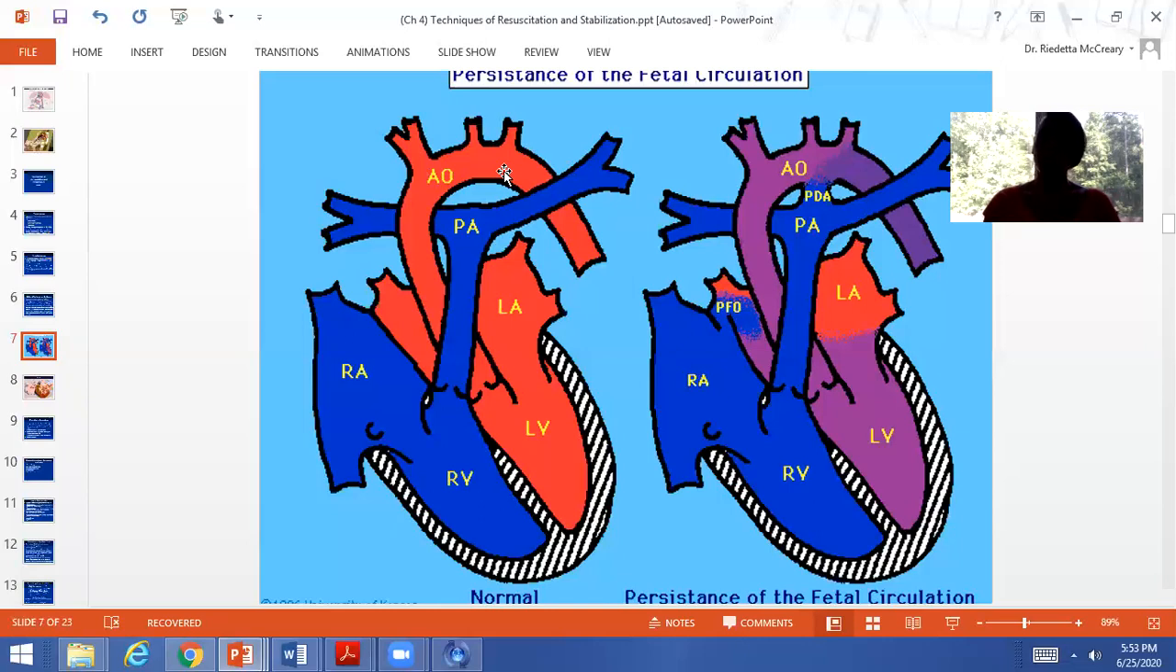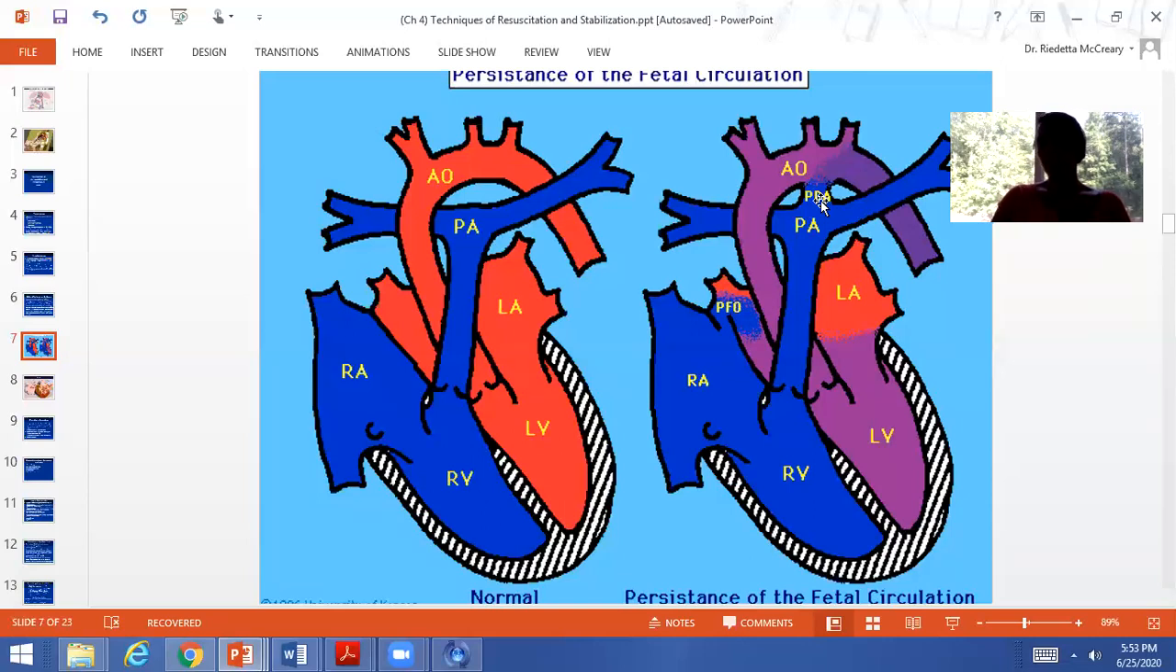However, if the baby is experiencing persistent fetal circulation, blood is going to flow into the right atrium and right ventricle. However, most of that blood will be in the right atrium and shunt through the patent foramen ovale. So you will get some blood flow to the right ventricle. You will get some blood flow up to the pulmonary arteries. But if you look at what's happening in the pulmonary arteries, you still have a patent ductus arteriosus.